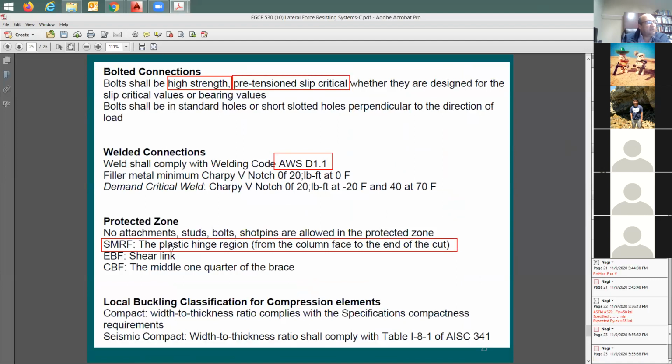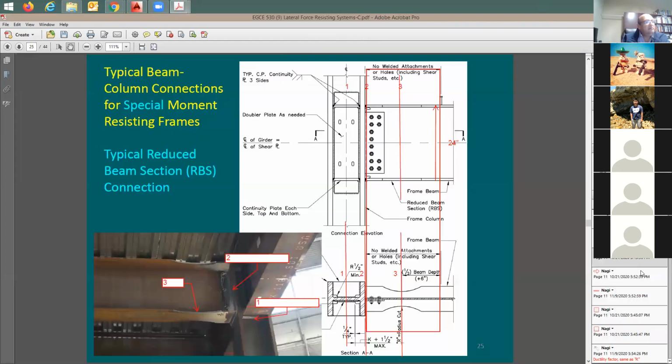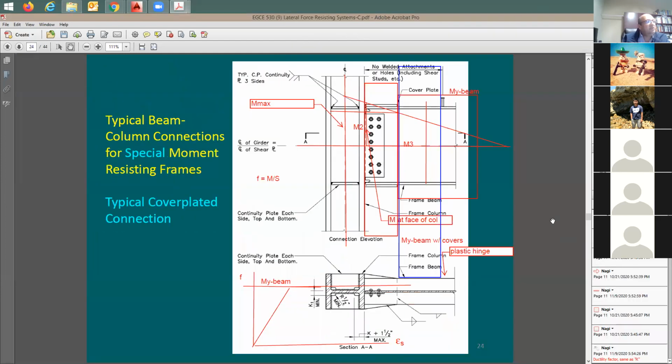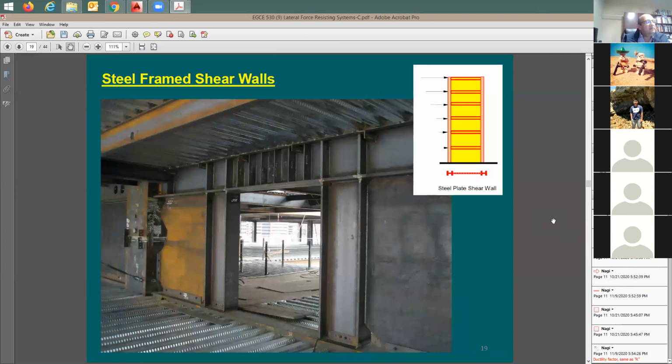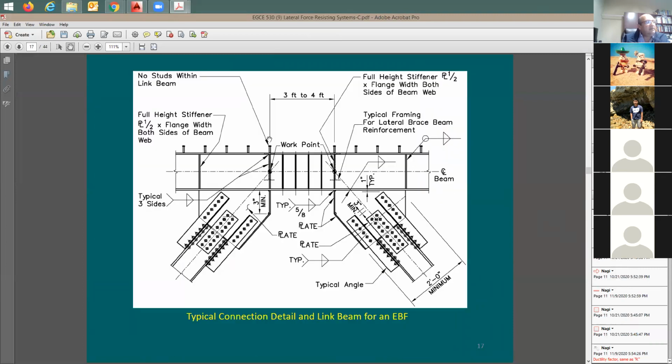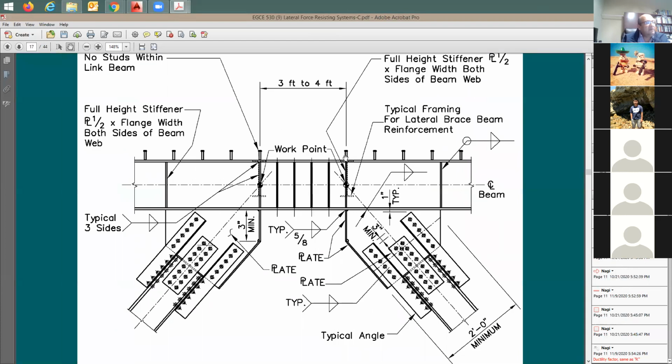So I'm going to say, here's the first one. It's going to be the plastic hinge from the column face to the end of the cut. I said, okay, how about in the EBF? This is the shear link. So in the EBF, you can see the shear link. Let me go to it. Here's the shear link, and it says in this location here, do not weld anything, and look at the detail. You have studs here, but nothing here.